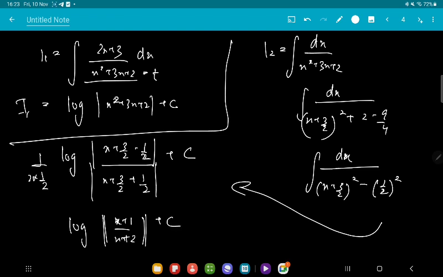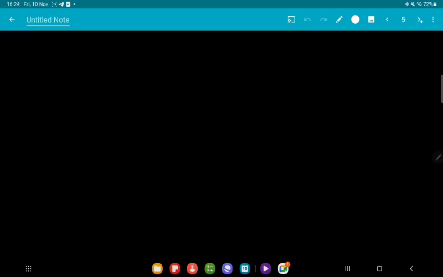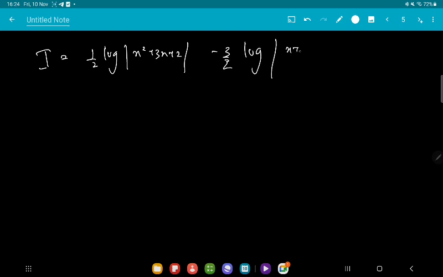Okay. So at the end, how will you manage it? I equals half log of x square plus 3x plus 2 minus 3 by 2 times the second log, plus c. This should be your answer.